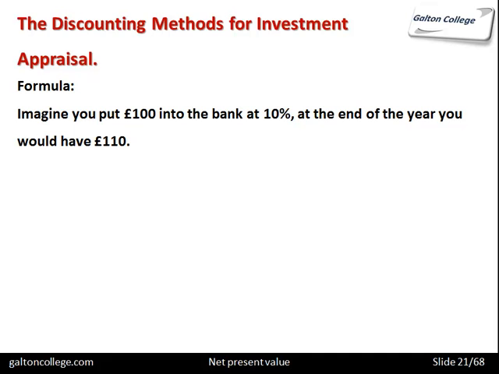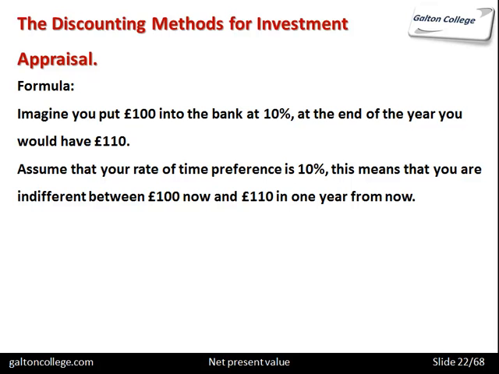Imagine you put £100 into the bank at 10%. So the rate of interest in the bank we'll assume is 10%, and imagine you just put in £100. At the end of the year, you'll have £110. You'll get the original £100 you put in plus the interest, which is £10.